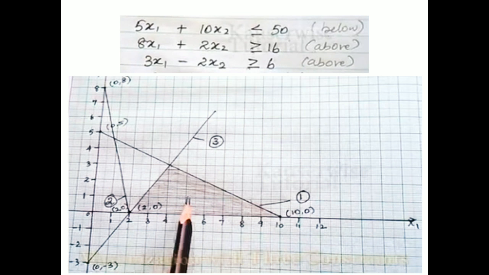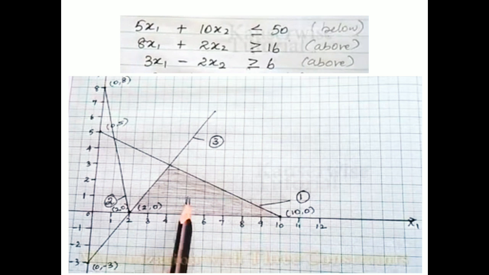In a similar way, 8x1 plus 2x2 greater than or equal to 16 means the shaded area will be above the line, as the greater than sign is there. And in the same way, for 3x1 minus 2x2 greater than or equal to 6, again the shaded area will be above the line having the equation 3x1 minus 2x2 is equal to 6, because the greater than sign is there.